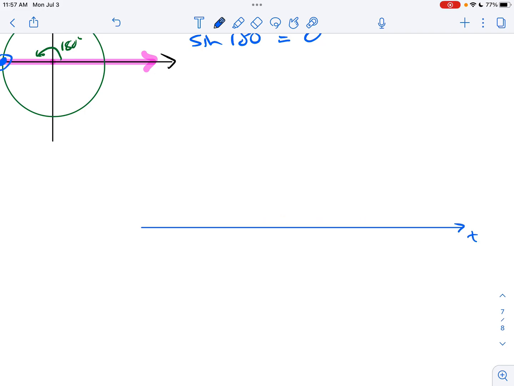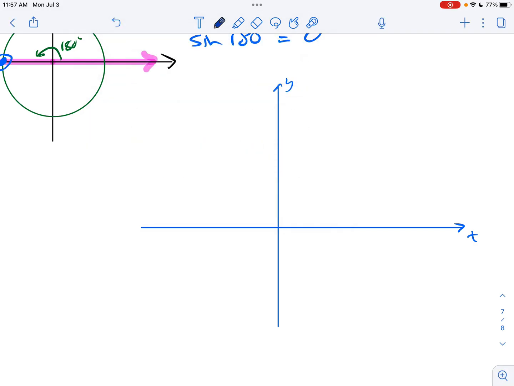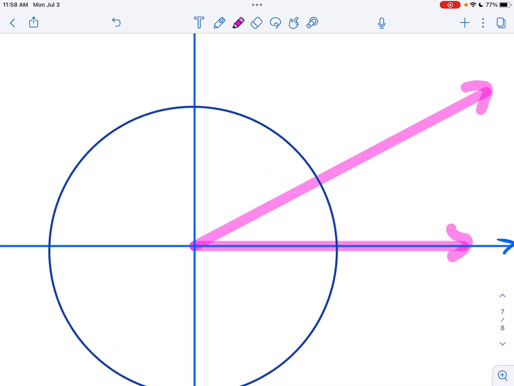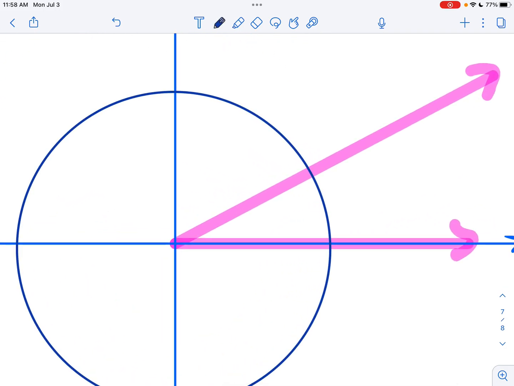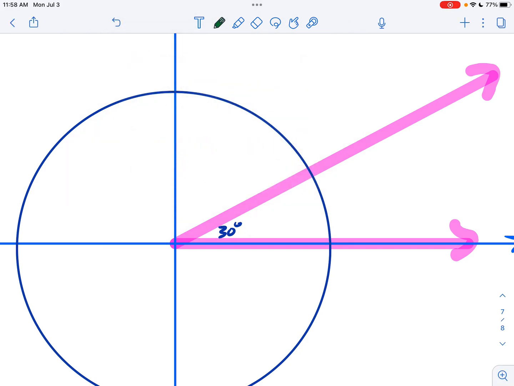X-axis, y-axis, unit circle, not bad. Here is my initial side. Here is my terminal side. I want this to look like it is approximately 30 degrees. Pretty good. Let's draw a triangle. Here's the point we're trying to find.